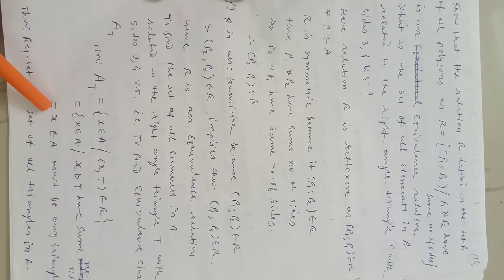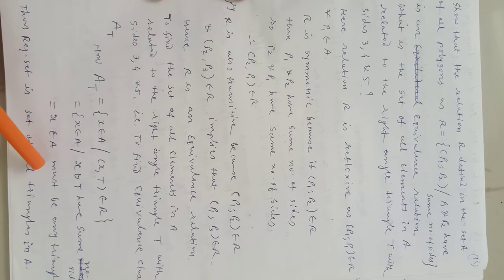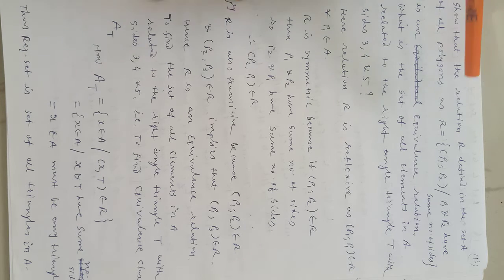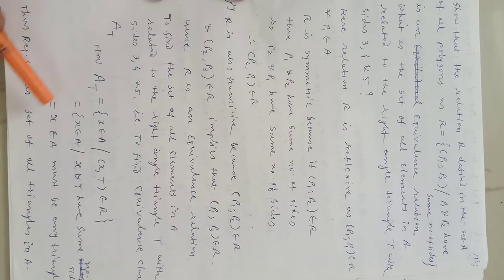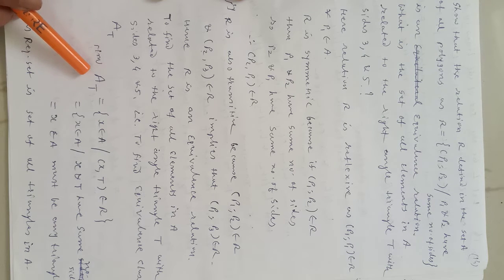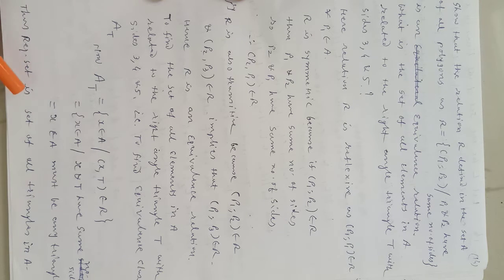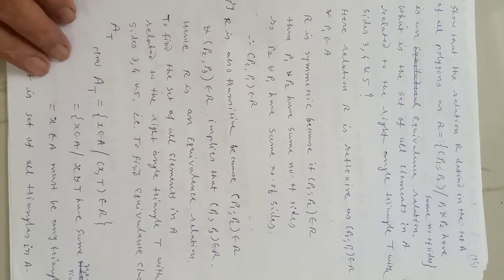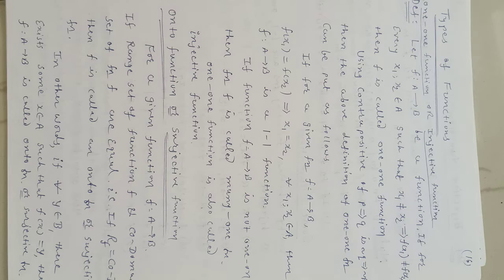So therefore we reply that A_T must be x belonging to A, where x is any triangle. Thus the required set is the set of all triangles in A. Whatever triangles are present in our given set A, they are all members of A_T. It means the set of all triangles in A is the equivalence class of T. Okay, next one.